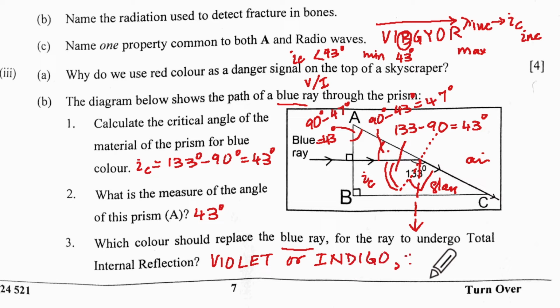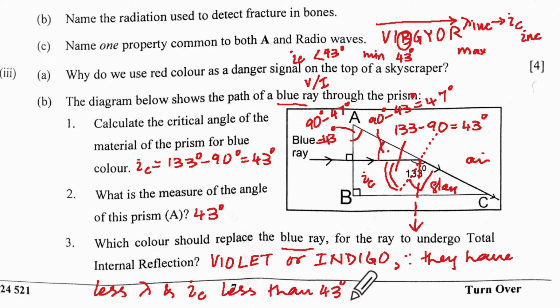and I will say since they have less wavelength, I'm just going to use the letter lambda, and critical angle less than 43 degrees. Okay, so if it is, let us say for argument's sake, 42 degrees, then your angle of incidence, that is 43 degrees, is going to be greater than the critical angle. Because the wavelength is less, 43 will be the greater angle of incidence for that value of critical angle, and therefore total internal reflection will take place.